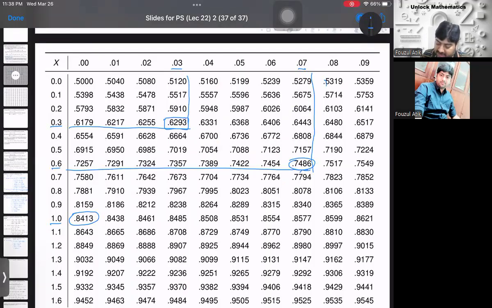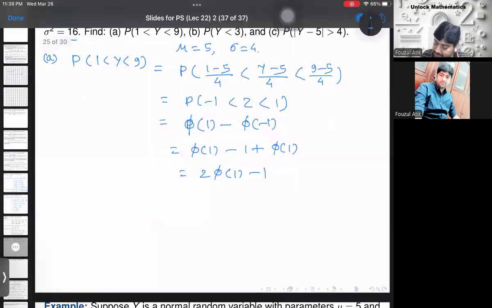Right? So we'll apply that. 2 times 0.8413 minus 1, and then finally if you do the calculation using a calculator, maybe 0.6826. You can easily do this problem.